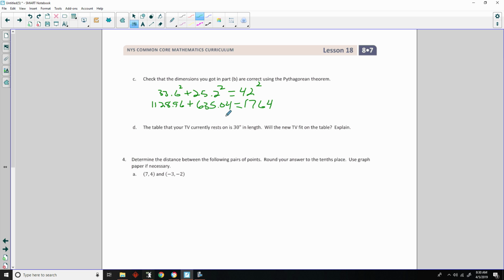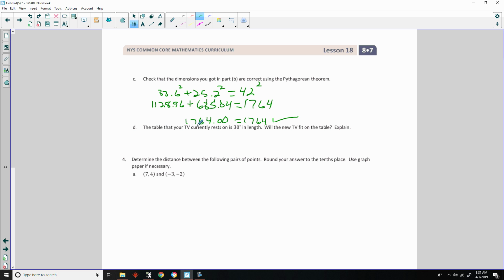So 6 and 4 is 10, carry the 1. 9 and 0 is 9 plus 1 is 10, carry the 1. 8 and 5 is 13 plus 1 is 14, carry the 1. 2 plus 3 is 5 plus 1 is 6. 1 plus 6 is 7, and then the 1 plus nothing there is 1. And 1,764 equals 1,764, so therefore it does check.